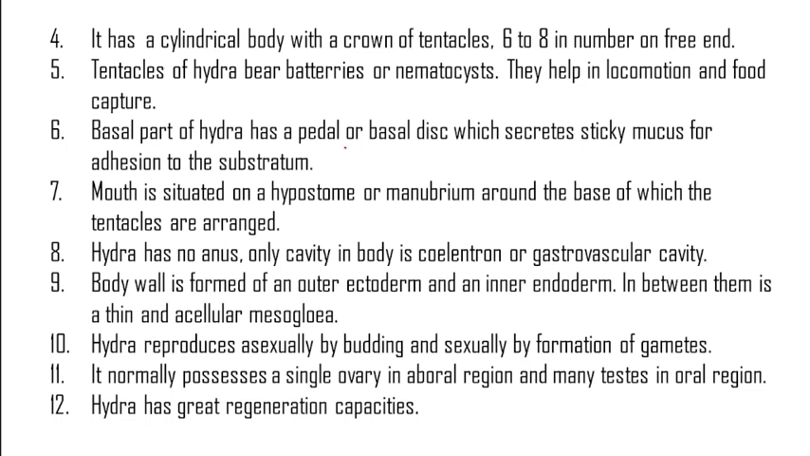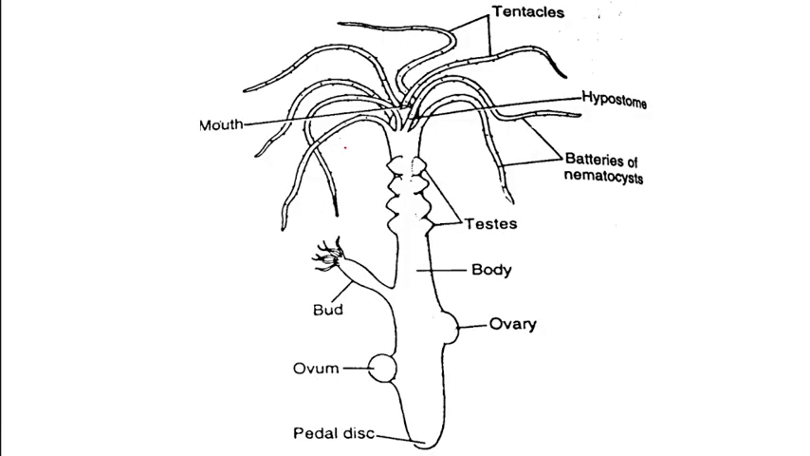It has a cylindrical body. Let's see the diagram once. Body is cylindrical. This is the body. These are the testes here. This is the ovary, ovum, pedal disc. This is the small bud. And these are the tentacles. On the tentacles, batteries of nematocysts are present. And this central part is the hypostome which represents the mouth.